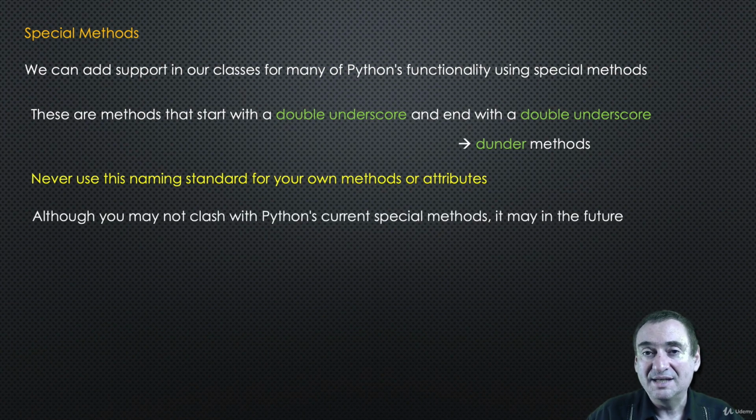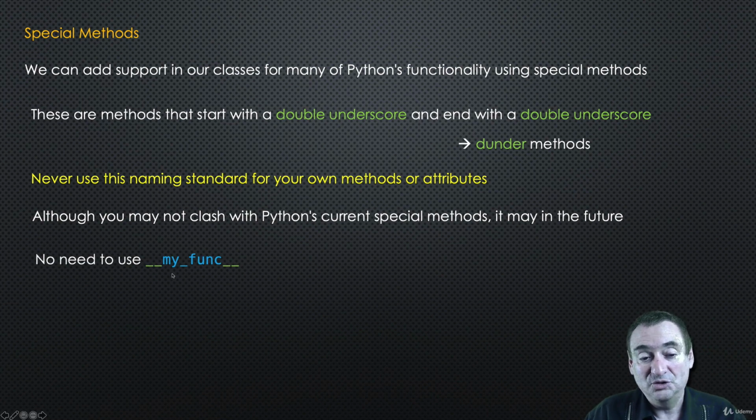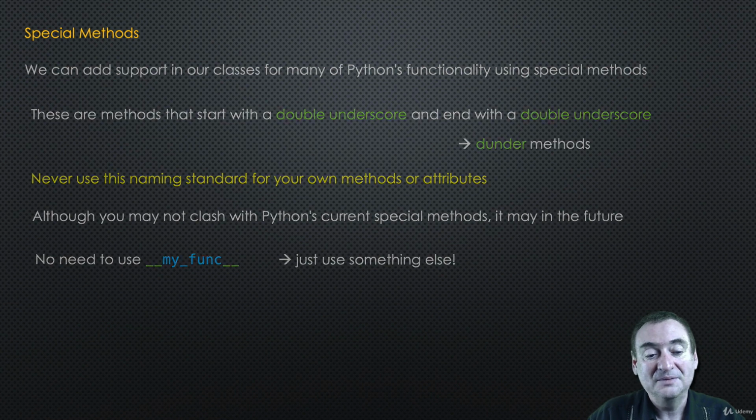The other thing too is that in general, as developers, when we see these dunder symbols, we recognize them as being Python's things, right? Not custom code. And so it makes it more difficult to read the code or understand what's going on. So again, don't use dunder method symbols yourselves. There's no point, right? You can certainly use this. You can say dunder myfunc dunder and define it to be equal to something, but there's no need for it, right? You can use a single underscore or you can use no underscores or do something else. Just call it something else.